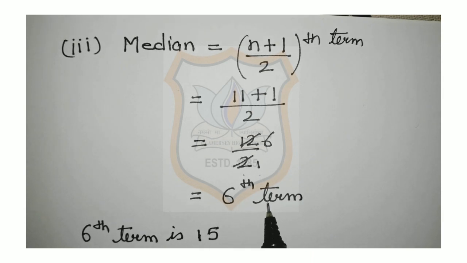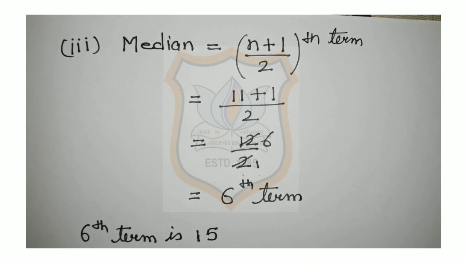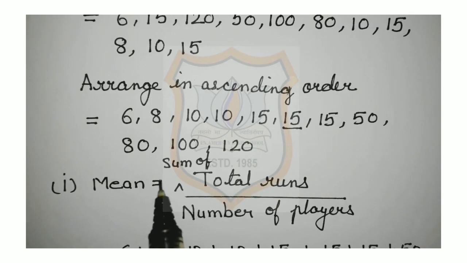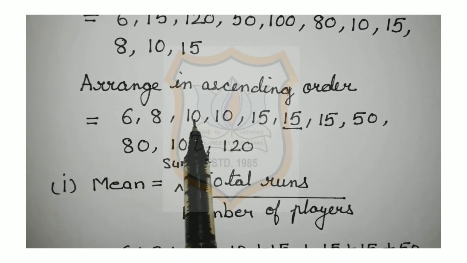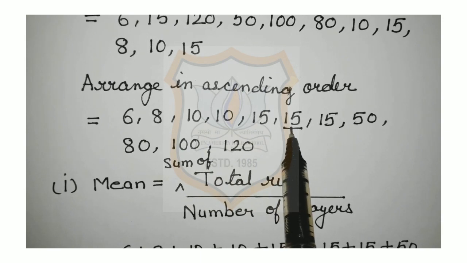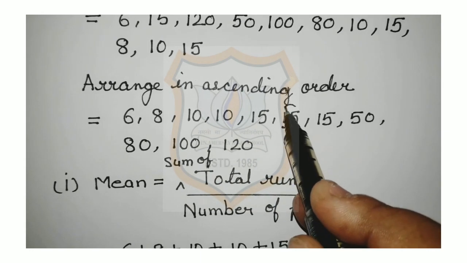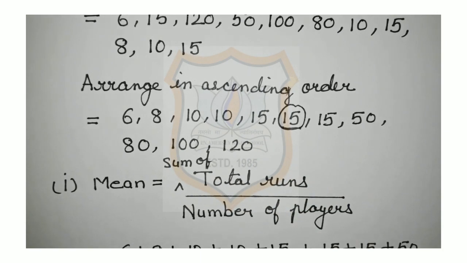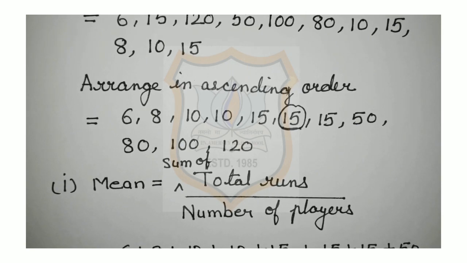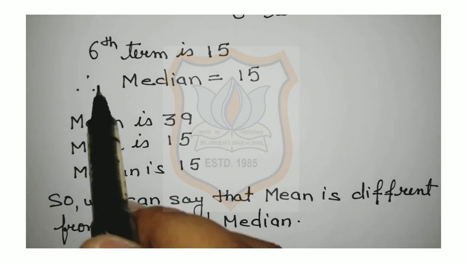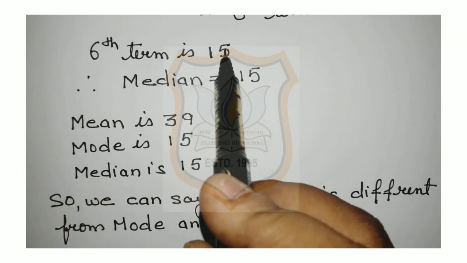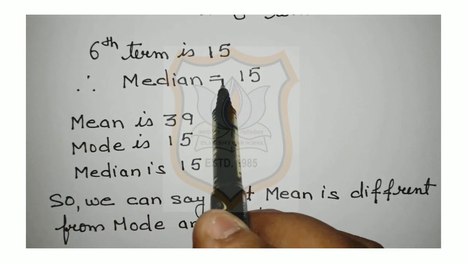I have to find the 6th term. You can see that the 6th term is: 1, 2, 3, 4, 5, 6. The 6th term is this 15. So this 15 is the 6th term. So we can say that the median is 15. In this way we will write: the 6th term is 15. Therefore the median is equal to 15.